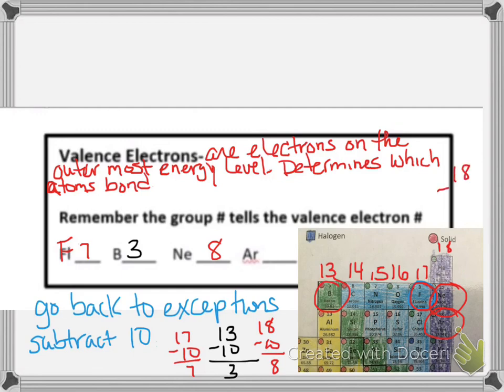Again, that's in the 18th column. 18 minus 10 is 8. I did it up here in the right-hand corner. And so neon and argon are the same valence electron number, guys, because they're in the same family. They're in the same group. They have similar properties, like we talked about. Families have similar characteristics. I have blonde hair. My son has blonde hair because we're in the same family group. Same thing with these numbers. They have the same valence electron numbers because they're in the same family group.